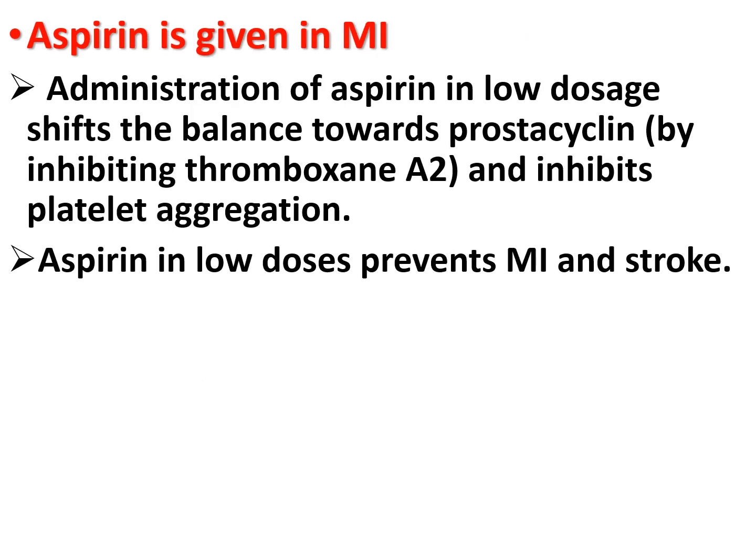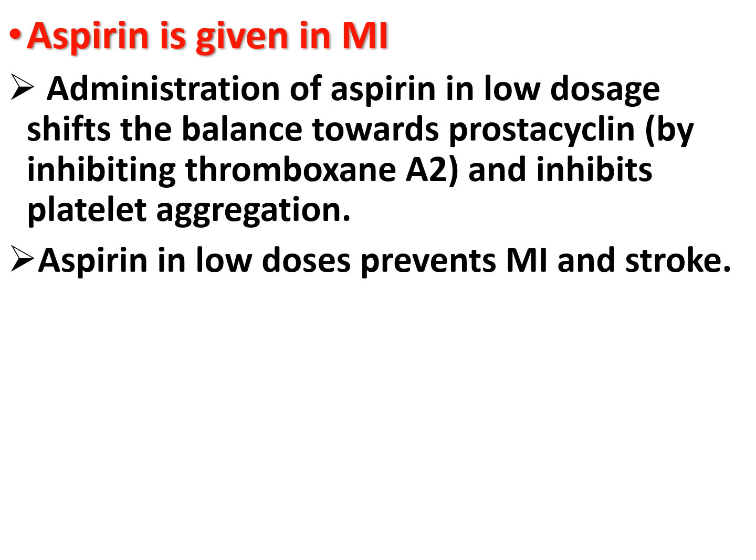Then, aspirin is given in myocardial infarction or stroke. Administration of aspirin in low doses shifts the balance towards prostacyclin by inhibiting thromboxane A2, and also inhibits platelet aggregation. So in this way, aspirin is helpful to prevent myocardial infarction and stroke by preventing platelet aggregation.